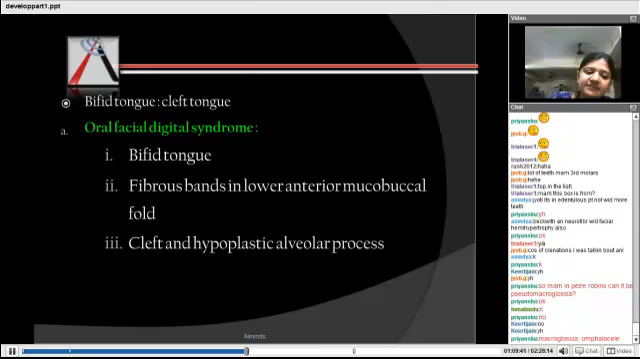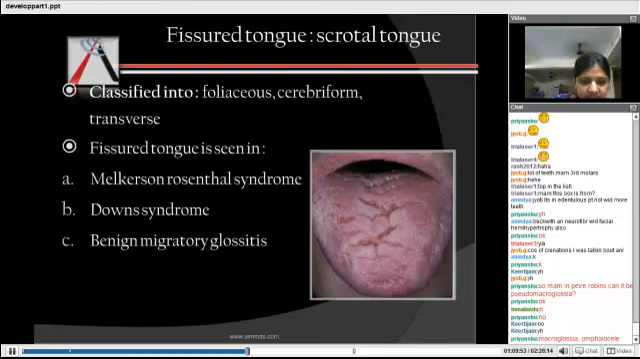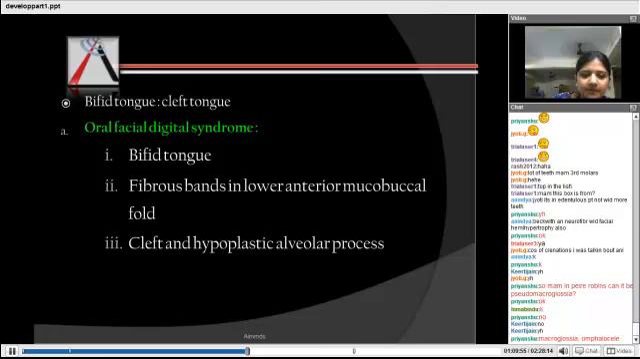Then we come to bifid tongue. Bifid tongue is actually a cleft tongue. Okay, it doesn't mean two tongues. There is a cleft in the tongue. I think I have a diagram. No, I don't have. It's just a cleft in the tongue which feels like it has bifurcated the tongue, but it doesn't necessarily mean it's two tongues. Okay, that's your bifid tongue.